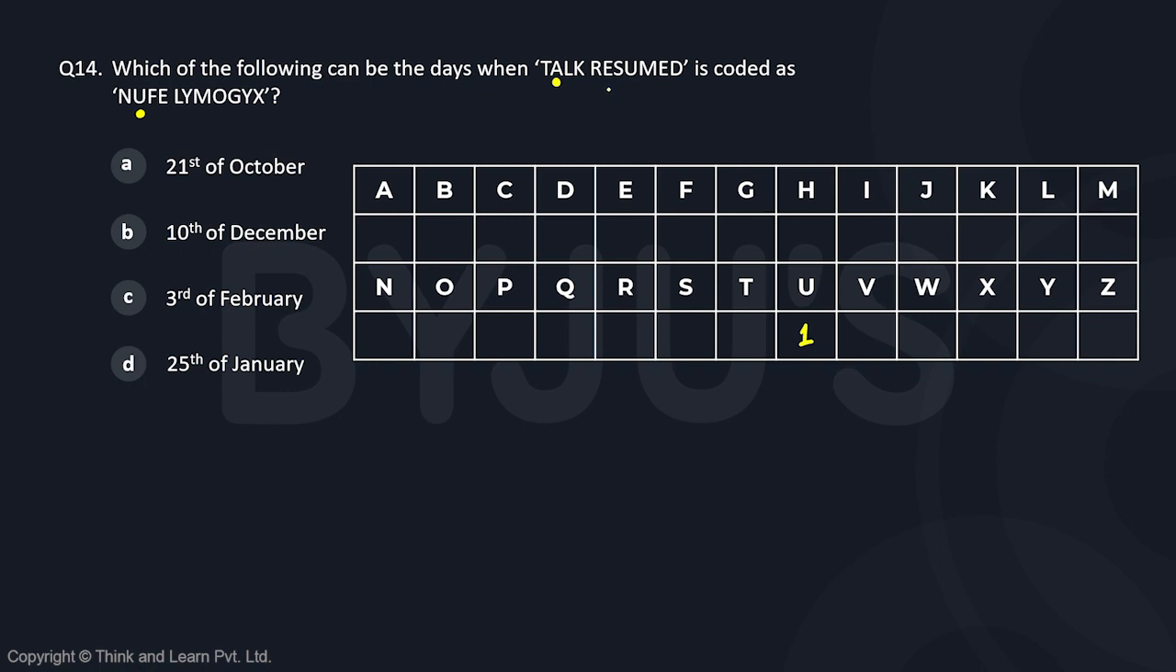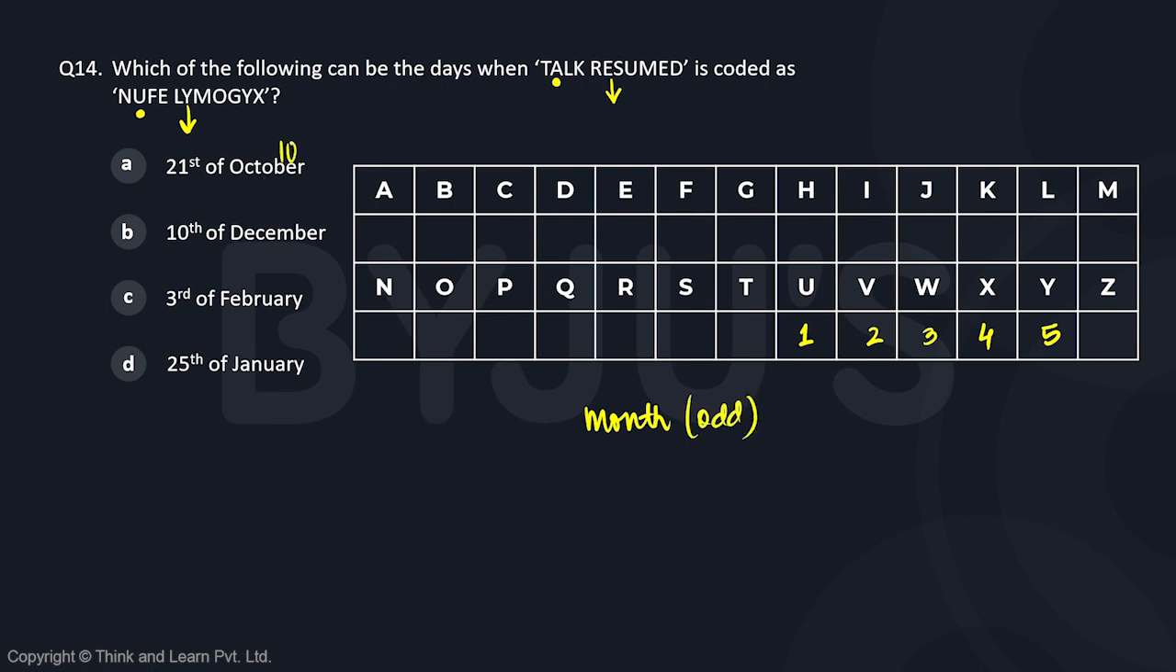And if we look at now E, which is the second letter of the second word, it is replaced by Y. Since E is normally our fifth letter, that means Y is going to be our fifth letter, which tells us that this sequence should be moving from left to right. As in, the month is definitely going to be an odd numbered month.